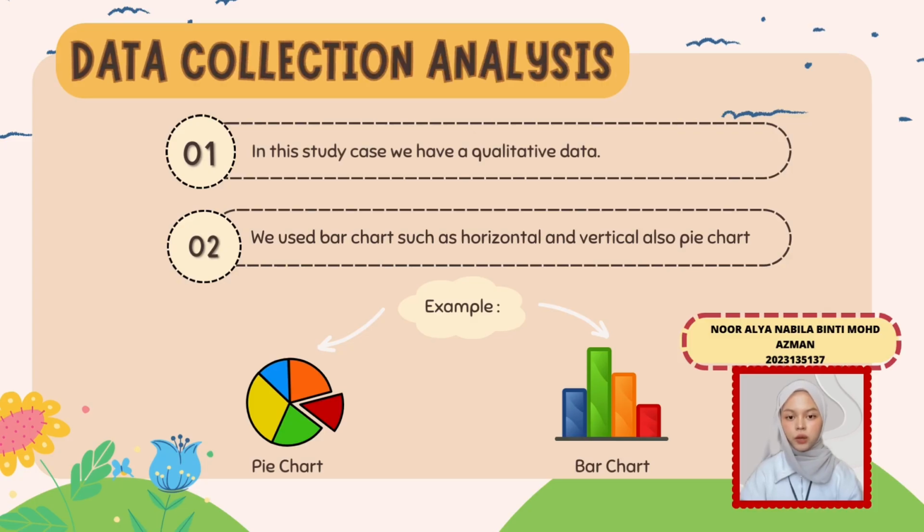In this study, we have qualitative data. Because of that, the simple bar chart and pie chart are the chosen ones. We use horizontal and vertical bar charts. These two bar charts will represent data for the variables. Each bar should have the same width. Next is the pie chart, also known as a circle chart.